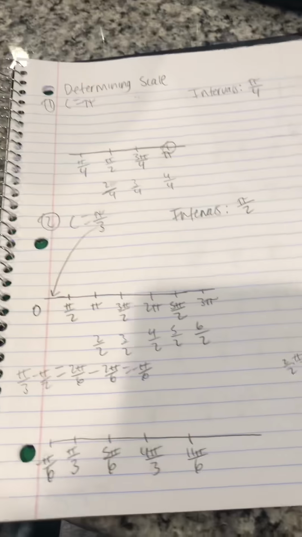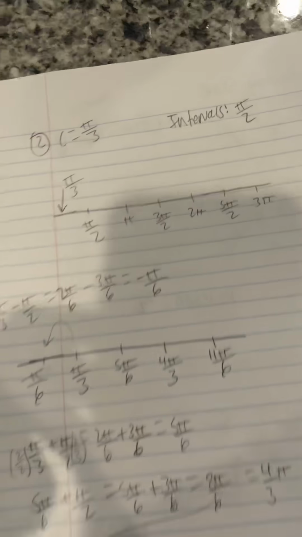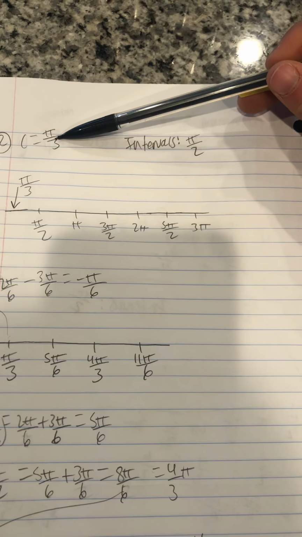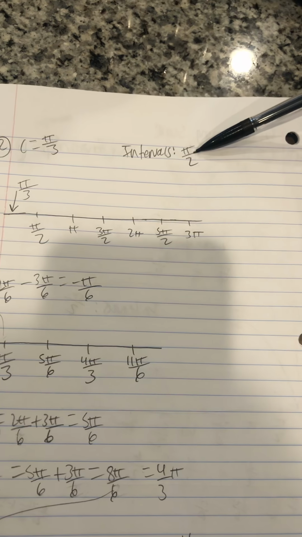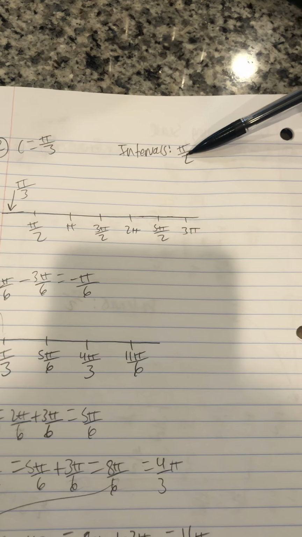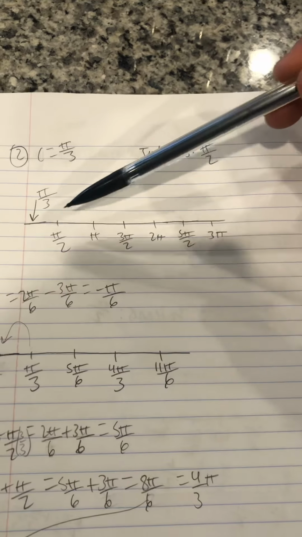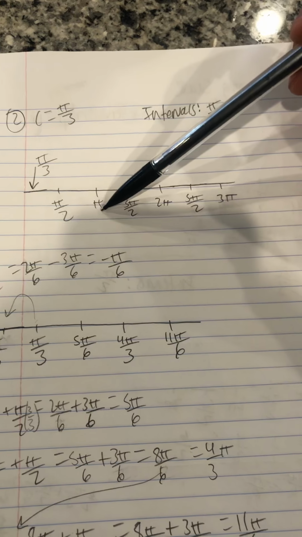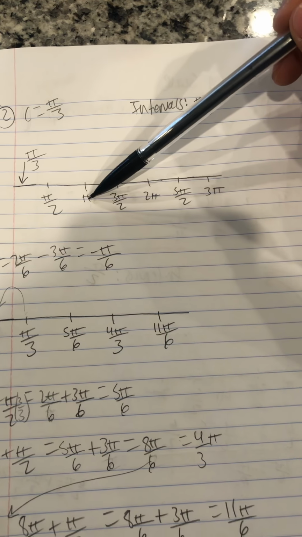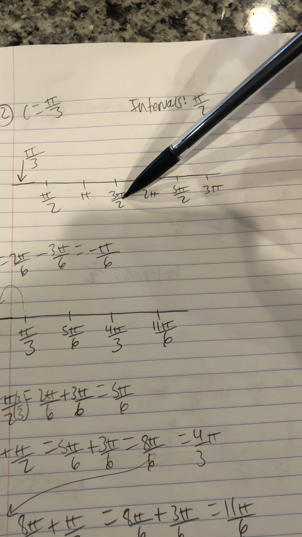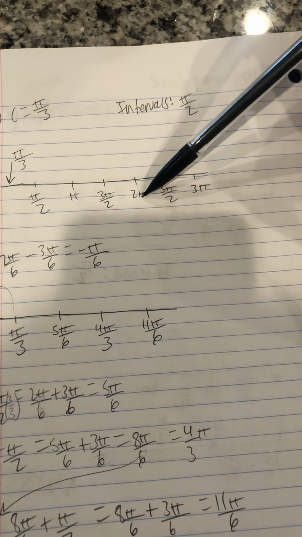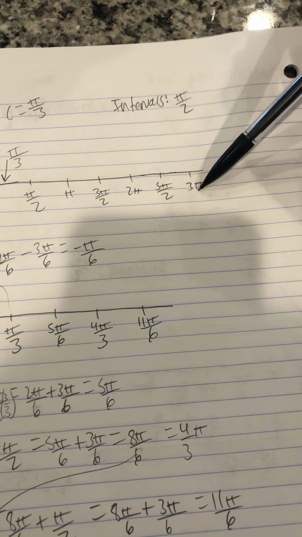But what happens if we don't have our phase shift on our graph? So for example, if I give you my phase shift is pi over 3 and my intervals, I'm breaking it up to be pi over 2. If you look at this, I would have pi over 2 here. This would be 2 pi over 2, which is pi, 3 pi over 2, and then 4 pi over 2, which is 2 pi, 5 pi over 2, and 3 pi.